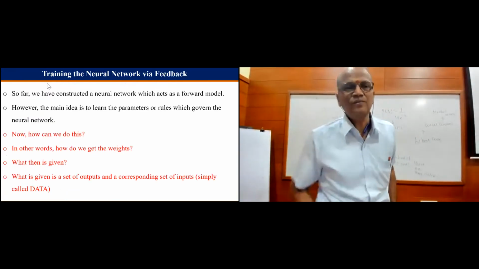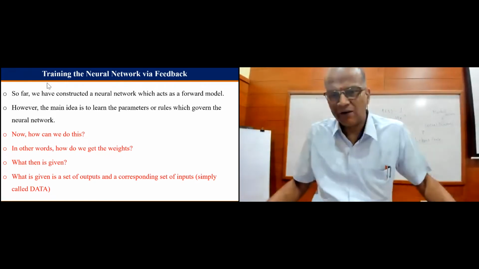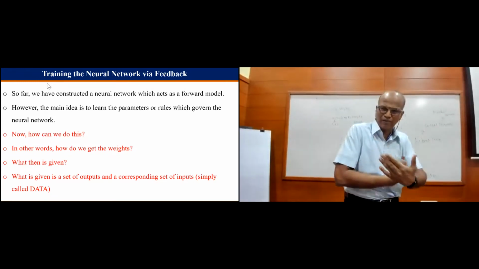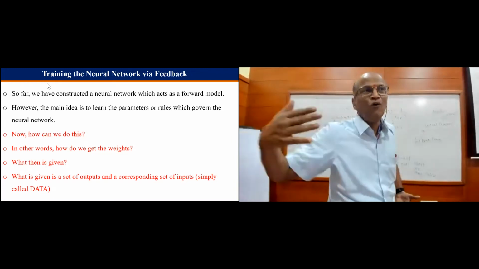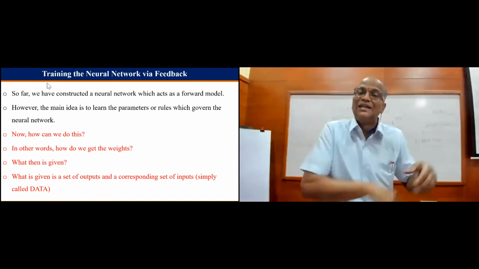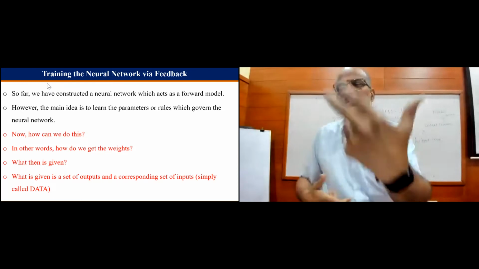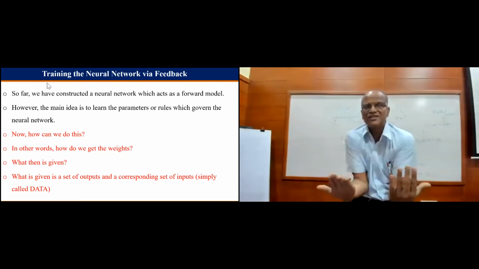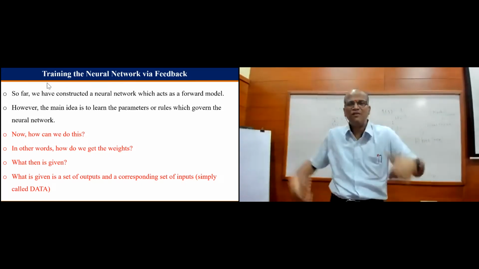So what did we do so far? We have constructed a neural network which acts as what is called a forward model. Forward model is basically going from input to output. If you are going from the input to the output, what you assume is that all the weights are known. But the challenge before us is that the input is known, the output is known, but we don't know what the weights connecting them are. So actually the problem in front of us is basically an inverse problem. The neural network is basically an inverse problem.